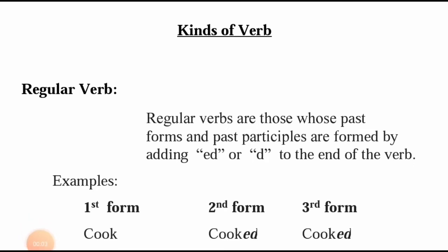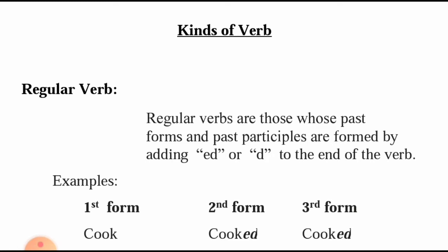You are watching Learn English with Amjad, and today in this video we are going to talk about the kinds of verb. In our last video we studied the verb and the different forms of the verb. It could be verb to be, verb to have, and verb to do. We have covered all that in the last video. If you missed it, you can visit the playlist and watch about verb. So today let's talk about the kinds of verb.